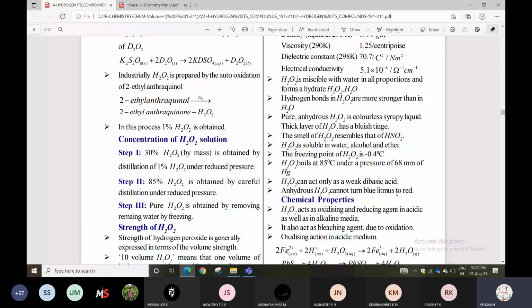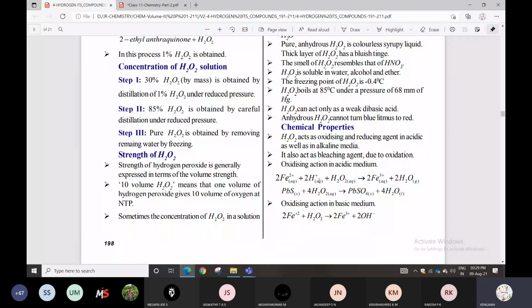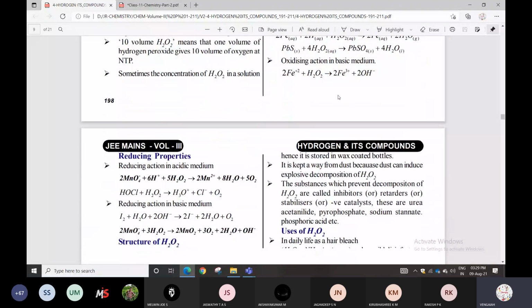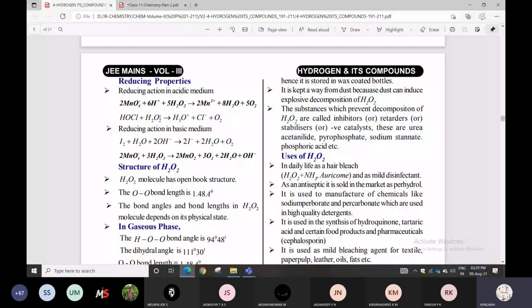Then we have chemical properties. H2O2 acts as an oxidizing agent and reducing agent in acidic medium as well as alkaline medium. It also acts as a bleaching agent due to the oxidizing action in acidic medium and oxidizing action in basic medium, and reducing properties also given. Reducing action in acidic medium and reducing action in basic medium, they given those reactions. Then you can see the structure in gaseous phase and solid phase. So you can see the storage also.